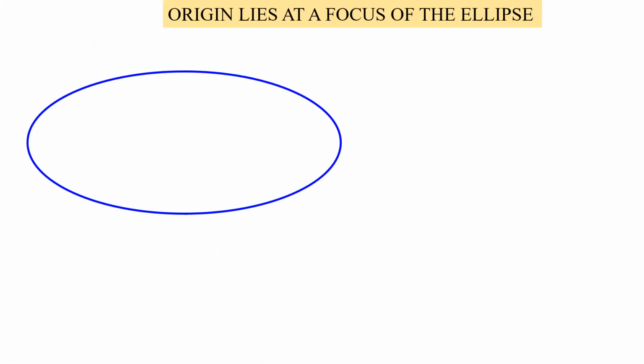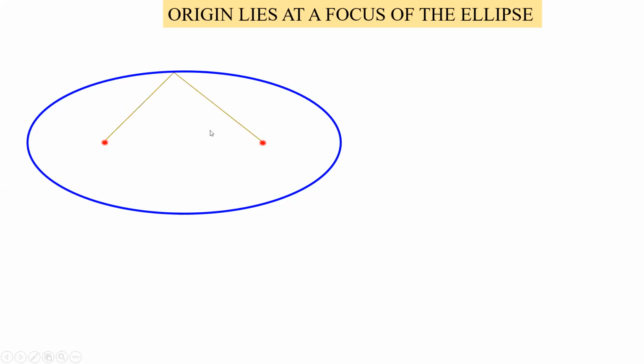Another interesting thing in this particular case of the ellipse is what we are going to prove: the origin of the axis lies at one of the foci of the ellipse. This is what we want to calculate. But we know one thing. According to the definition of an ellipse, the sum of the distances from the foci to a point on the ellipse is a constant. Say this is a point. Then the sum of these two lengths will be a constant.